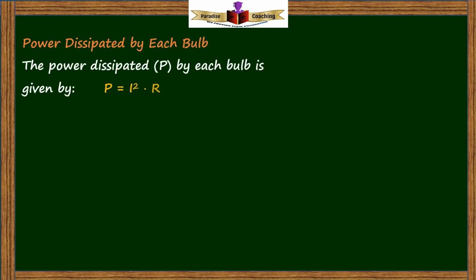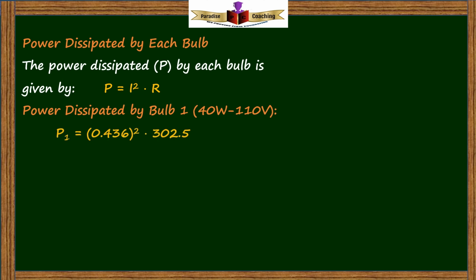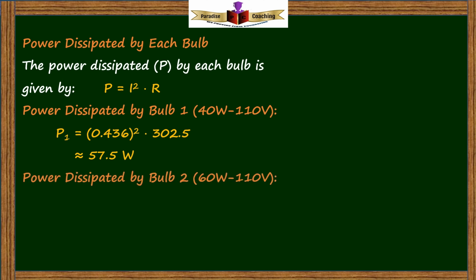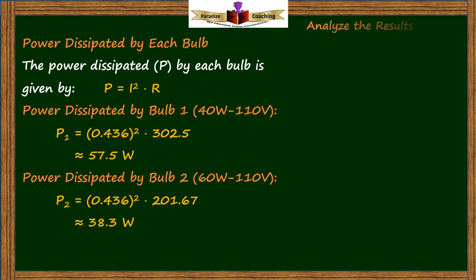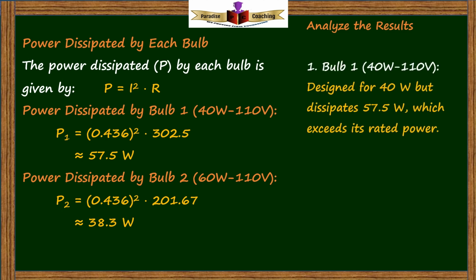Let's calculate power dissipation in series combination. Power dissipated by each bulb. The power dissipated by each bulb is given by P equals I squared multiplied by R. Power dissipated by bulb 1. P1 equals 0.436 squared multiplied by 302.5, which is almost equal to 57.5 watts. Power dissipated by bulb 2. P2 equals 0.436 squared multiplied by 201.67, which is almost equal to 38.3 watts.